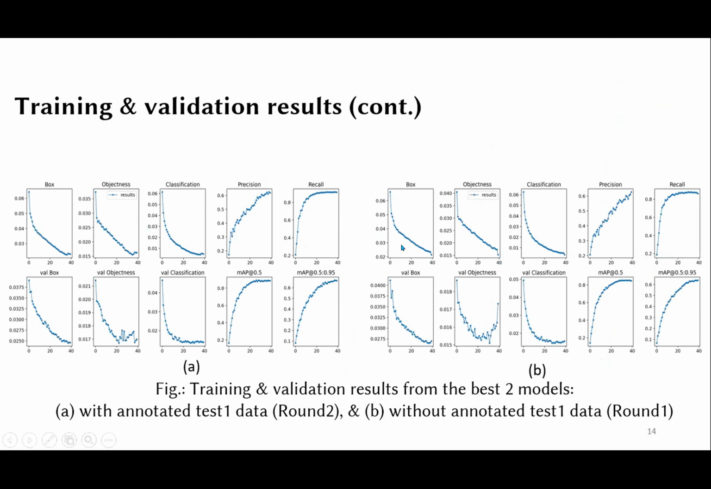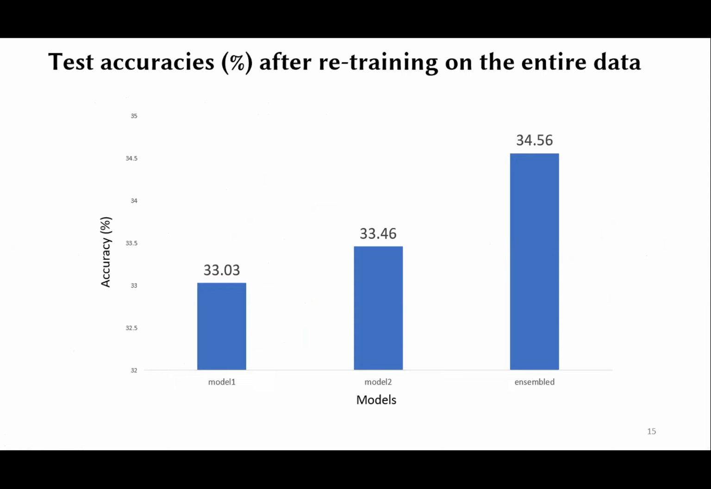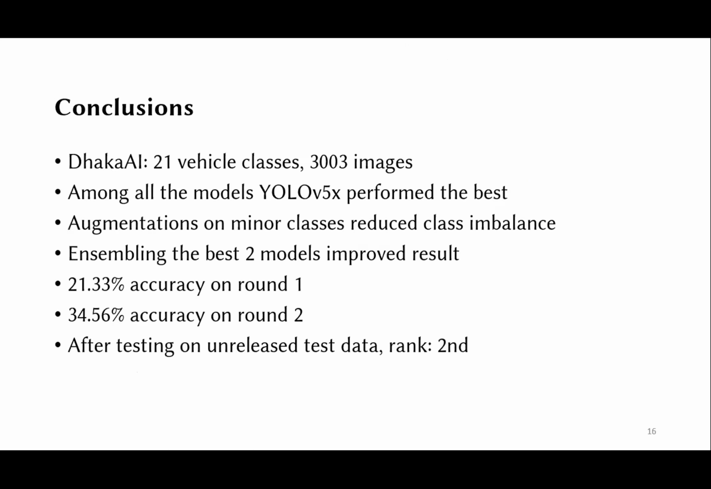Here are the validation and training results from the base two models. The first graph shows the results when we used annotated test one data for round two, and the second one is when we did not use test one data for round one. Model one achieved about 33.03% accuracy, and model two achieved 33.42% accuracy. But when we tried ensembling them together, we achieved an accuracy of 34.56% on the test dataset two. That was released, and we came out in the top five.